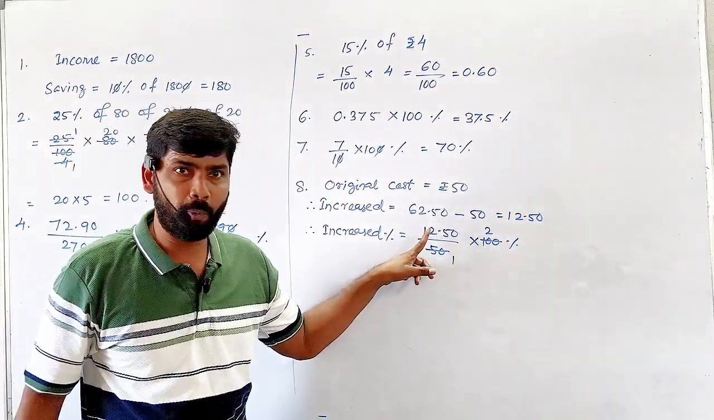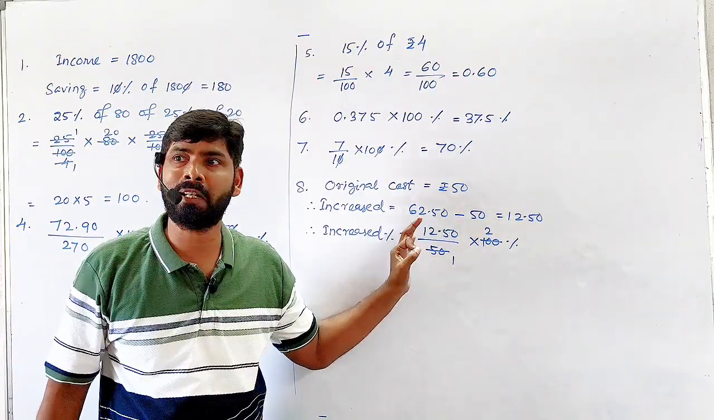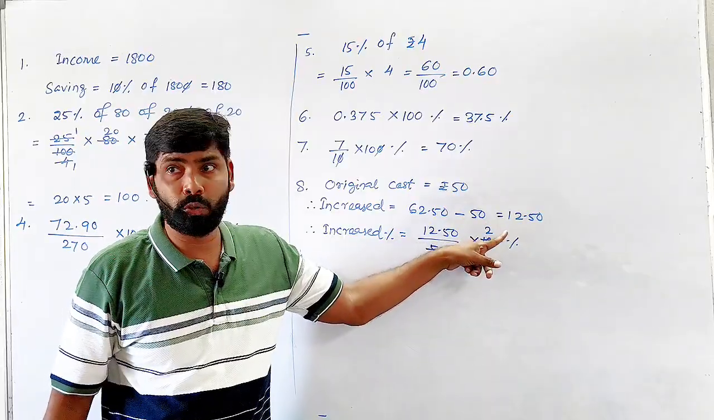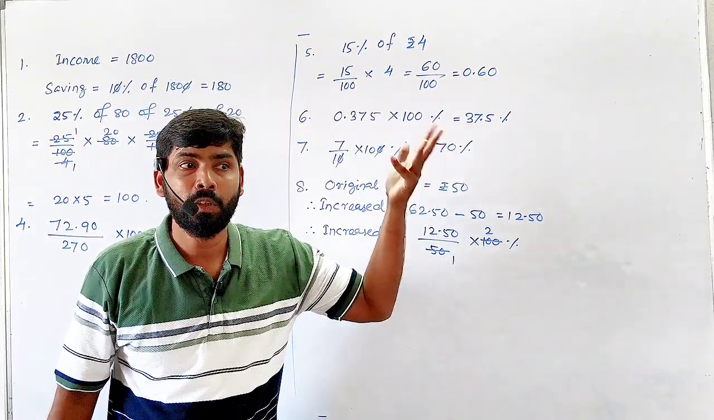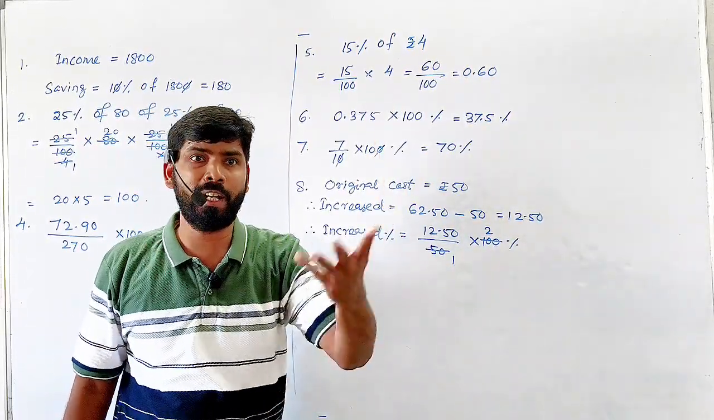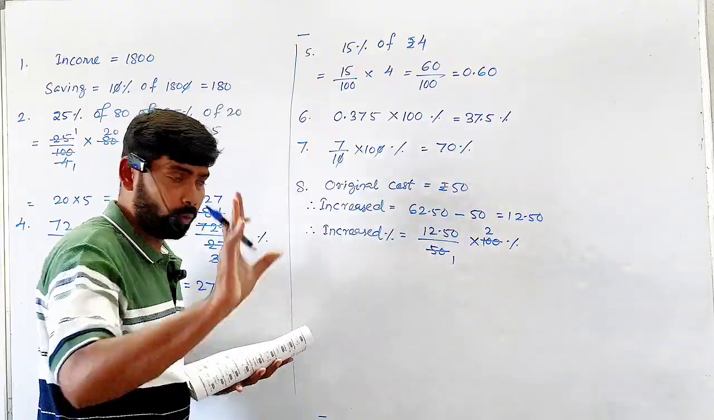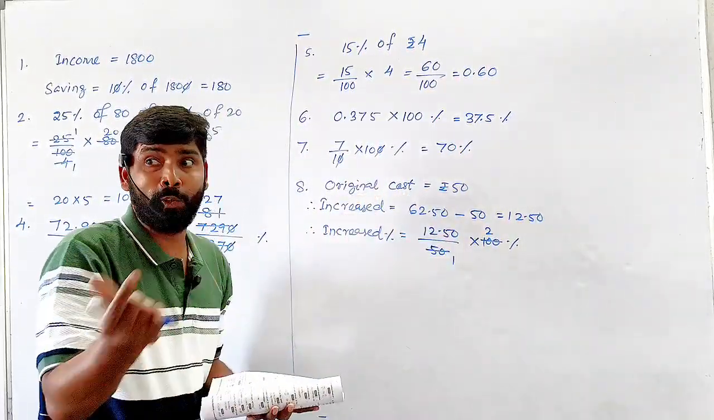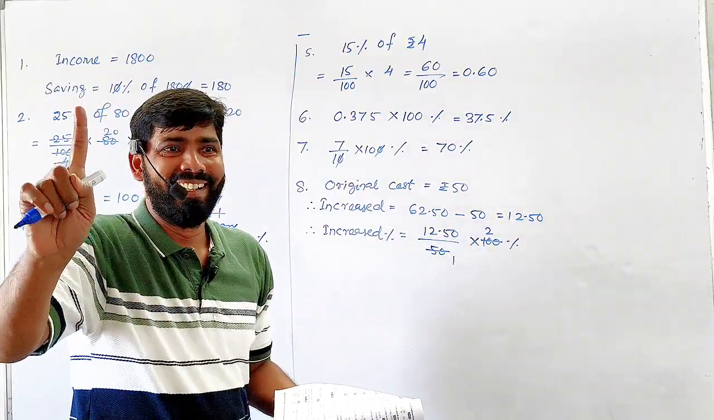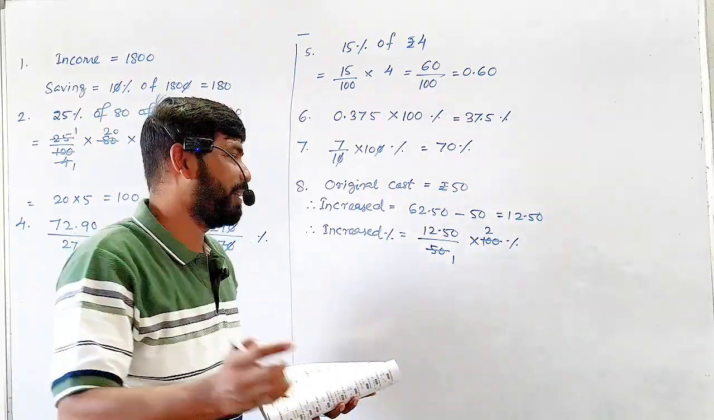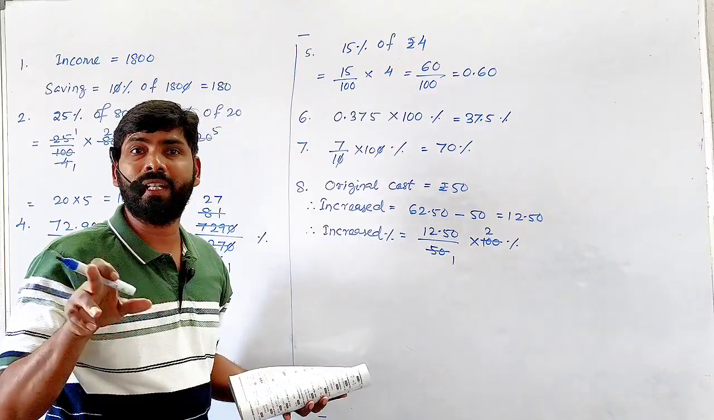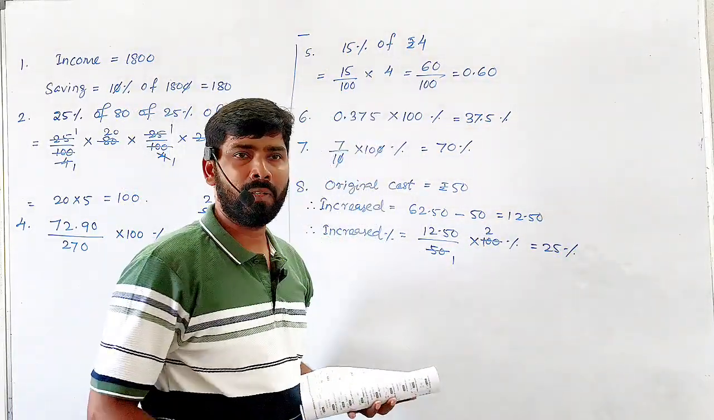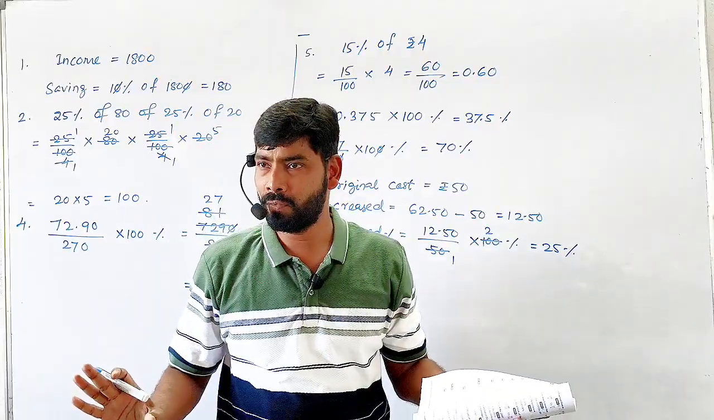See guys, 12.50 means 12 rupees and 50 paisa. 12 rupees 50 paisa into 2: 12 times 2 is 24, and 50 paisa 2 times is 1 rupee. So 12.50 into 2 is 25. Then your increased percentage is 25%. Getting all of you?